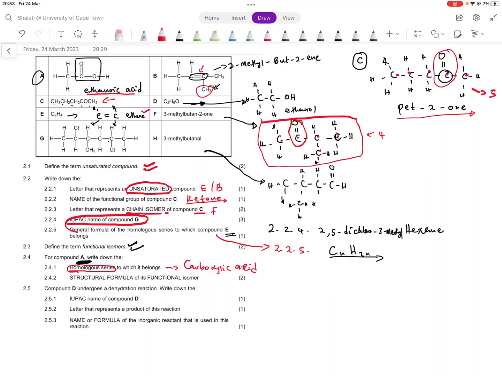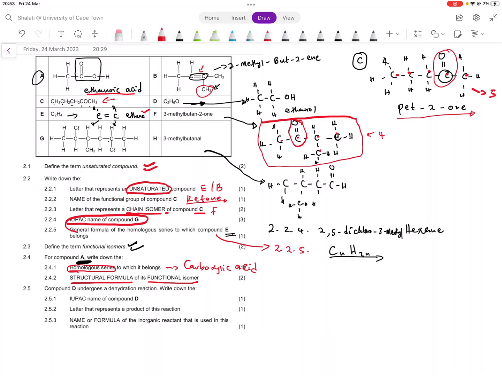Okay. So the structural formula of its functional isomer. So we must draw the structure of the functional isomer of compound A. So now you must remind yourself, what is the functional isomer of compound A? It means it has the same molecular formula but different functional groups. So you must now remember the relationship. You must now remember the functional group, which is a functional isomer of carboxylic acid. So carboxylic acids and esters are functional isomers. That you must know by now.